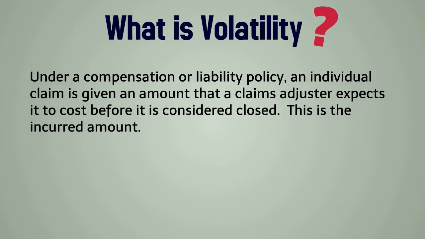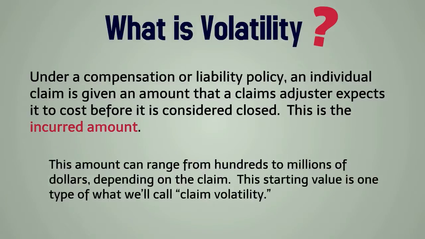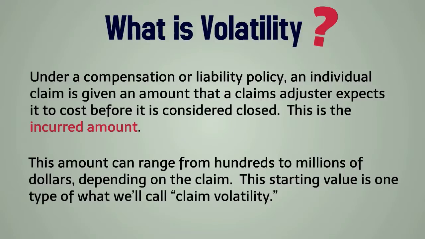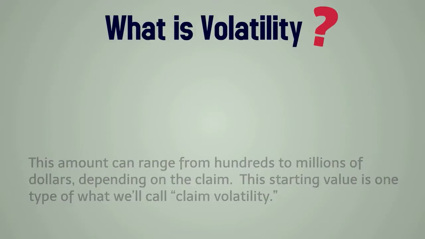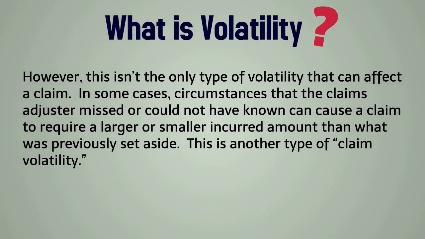Under a compensation or liability policy, an individual claim is given an amount that a claims adjuster expects it to cost before it is considered closed. This is the incurred amount. Now, this amount can range from hundreds to even millions of dollars, depending on the claim. This starting value is one type of what we'll call claim volatility. However, this isn't the only type of volatility that can affect a claim.